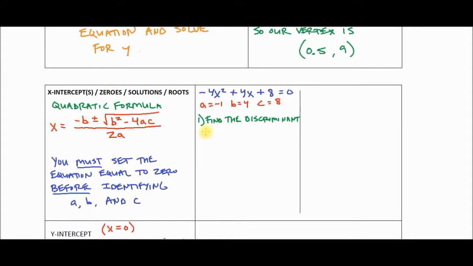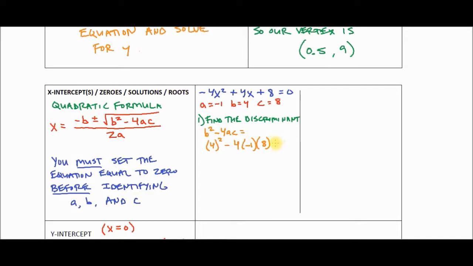So let's find out what b squared minus 4ac equals. Our b value is 4, so we're going to write this. Remember, whenever you replace a variable with a number, you always use parentheses. So we're going to write 4 squared minus 4. Our a value is negative 1, and our c value is 8. So you can see I just plugged in b squared minus 4a, there's a, and there's c.